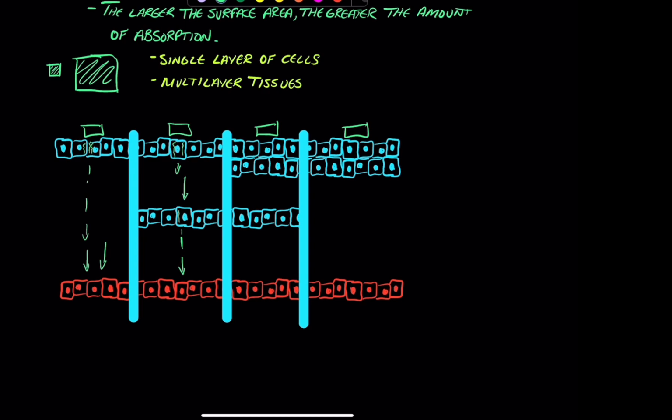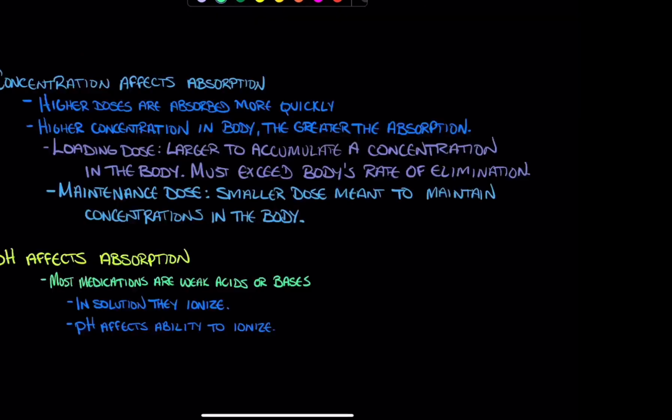The same thing happens when you look at more layers of tissue. It has to get through two layers of cells and then another layer. So think of layers of cells as slowing things down. That's when you look at patients that have larger amounts of adipose tissue, muscle mass and so on. These medications sometimes have to go through multiple layers of tissue to actually get to the area where they're supposed to have their intended effect.